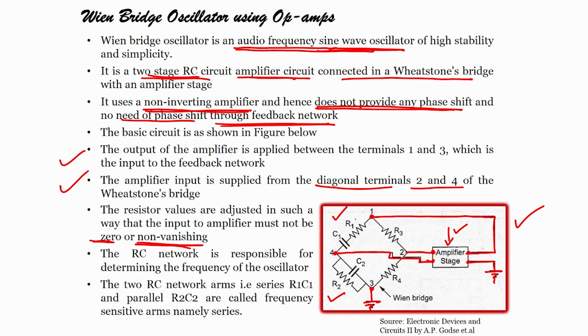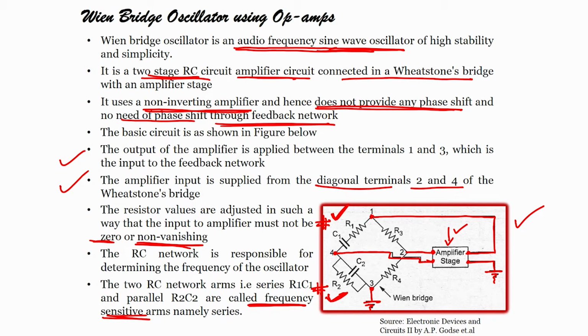So, there are 2 RC networks, the first one is here, the second one is here. These RC networks are responsible for determining the frequency of the oscillator. The 2 RC network arms, that is R1 C1 in series, this is the one, and the second arm, R2 and C2 in parallel, you can see this one, are called frequency selective arms, because these 2 arms are responsible for selecting the frequency of the oscillator.